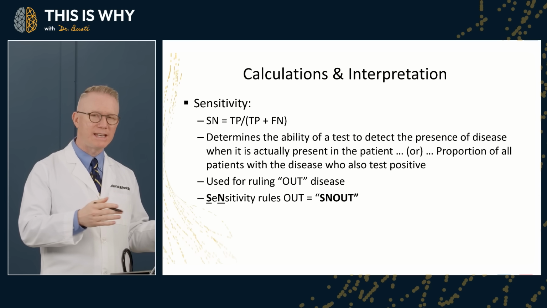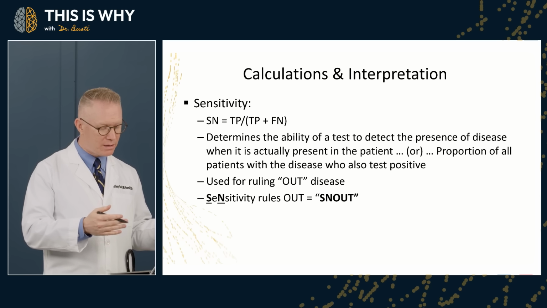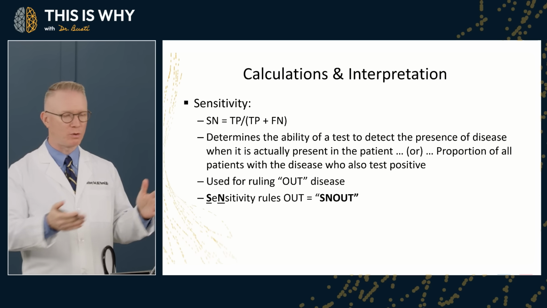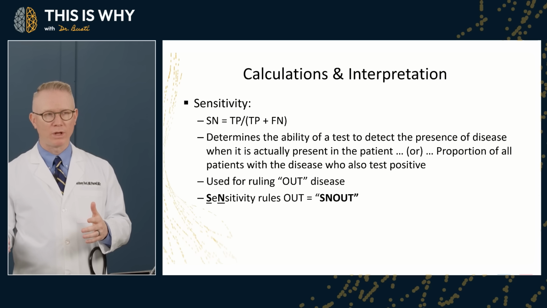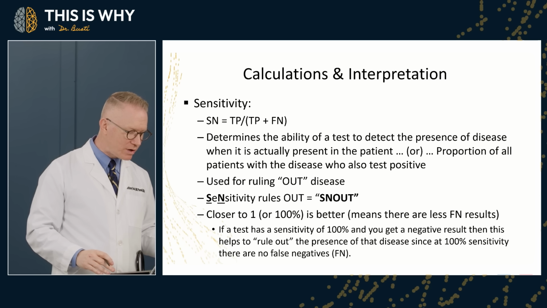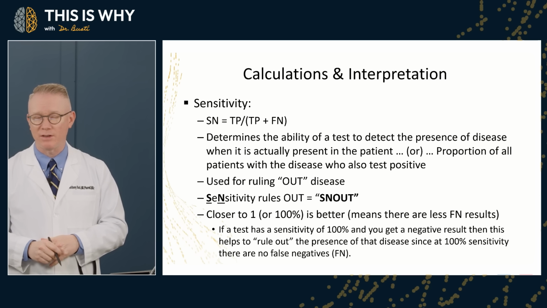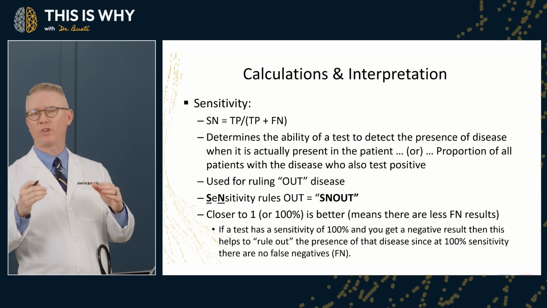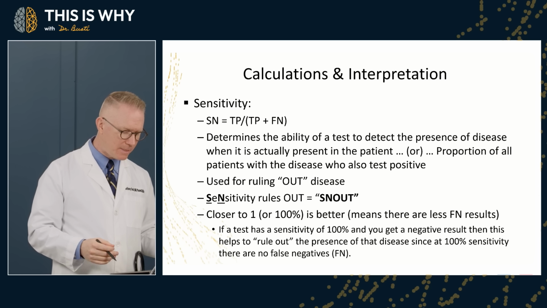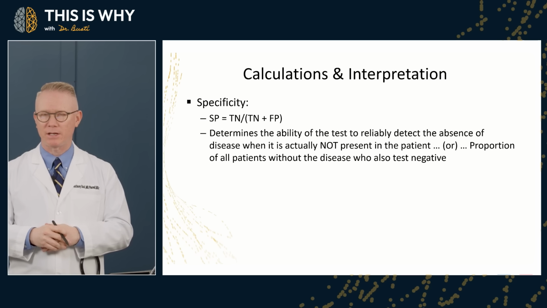Another way that some people teach this, and I was taught, is that sensitivity rules out: SNOUT. SN, sensitivity, the N, no P, out. SNOUT. It's just a way to remember it. It helps you with the formula. It helps you remember what its purpose is. Okay. Now consider, again, the closer to 1 that you get, the better the sensitivity, which means that there are fewer false negatives. I've already said that, but it's really important.